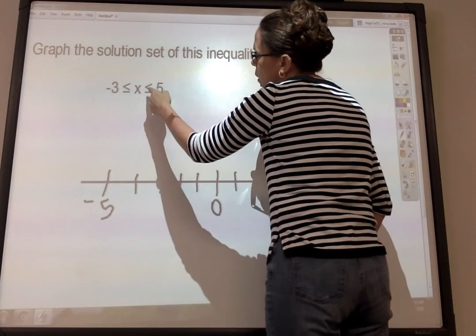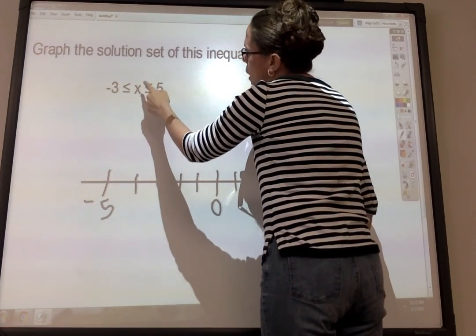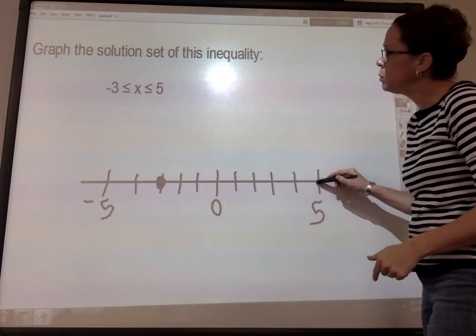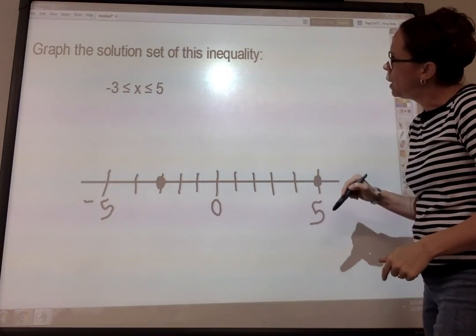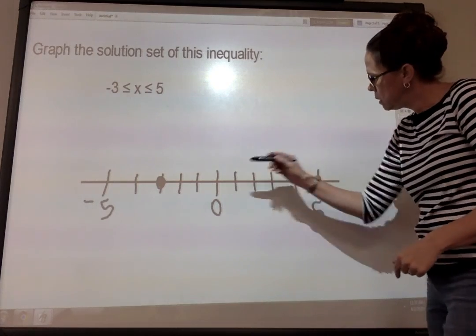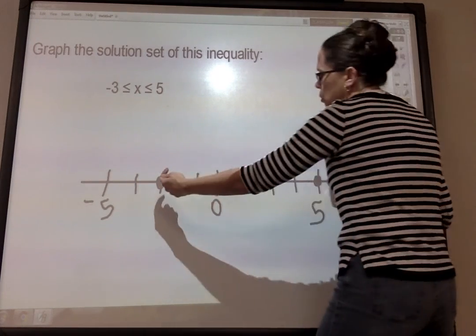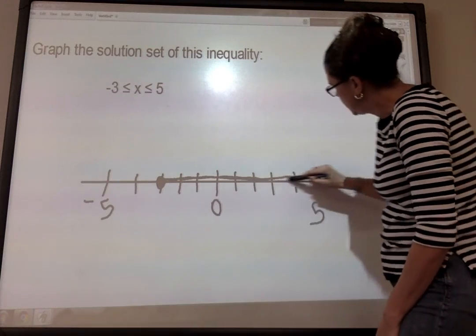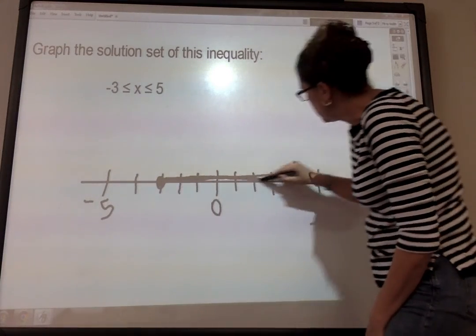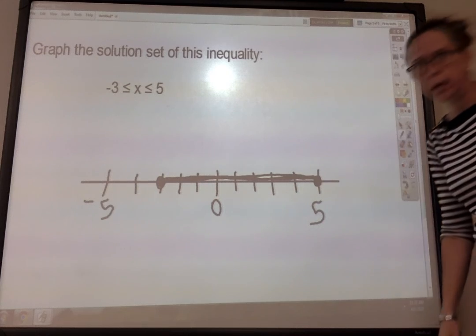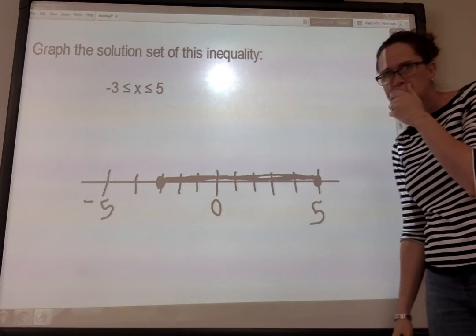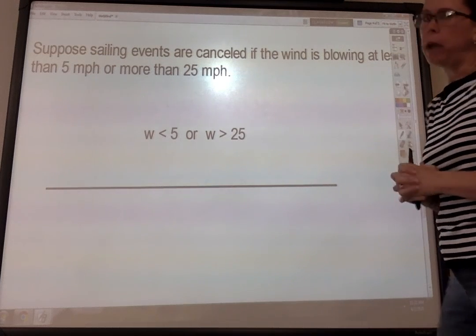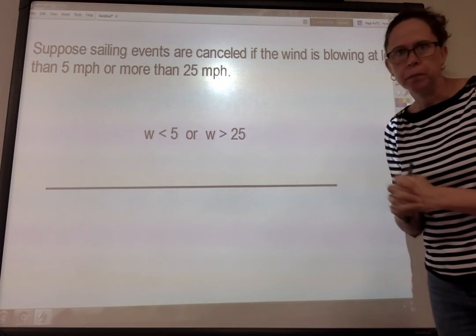But I got to figure out this part first. X is less than or equal to 5. Closed circle on 5. Less than or equal to, that's the numbers this way. So I'm going to graph the intersection of these two items. Okay? So it includes all these numbers in here. Okay? Now let's think about an OR situation.